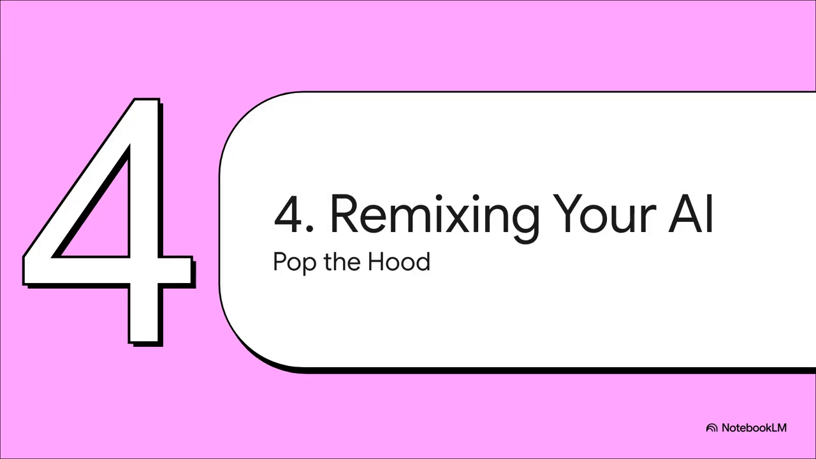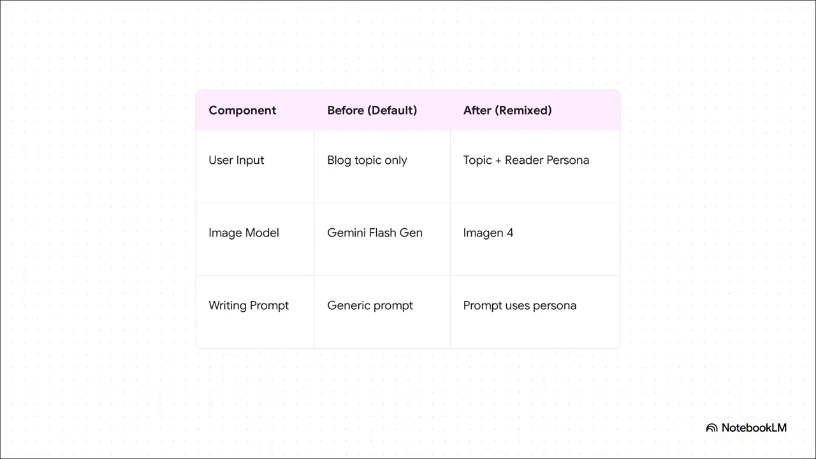And this leads us to what is hands down the coolest feature of Opal, remixing. See, you're not just stuck with that default. You can literally open up the visual workflow, pop the hood, and completely change how the AI works. This is where it gets really, really interesting. We can just go in and upgrade the tool ourselves. So for example, let's add a new field, a new input for a reader persona. Then why not swap out the standard image model for Google's brand new, super powerful one, Imagen 4. And to finish it off, we can edit the actual prompt, telling the AI, hey, write this for that persona we just gave you. And the difference?